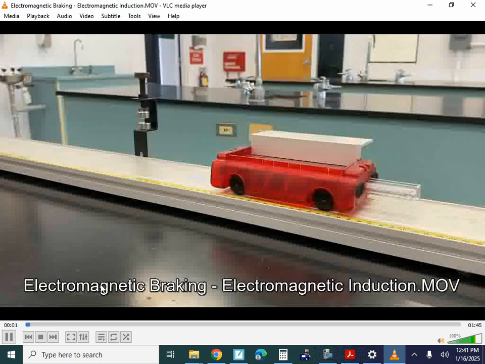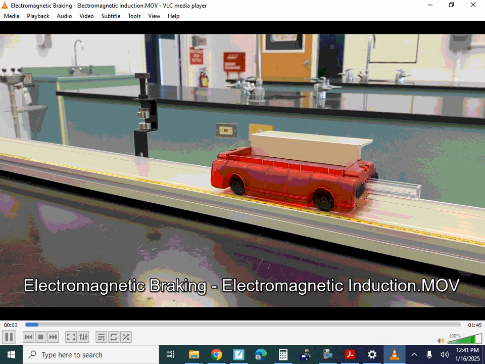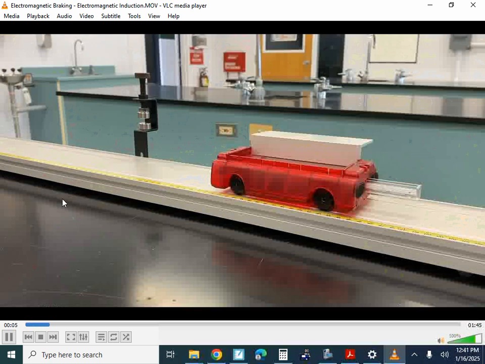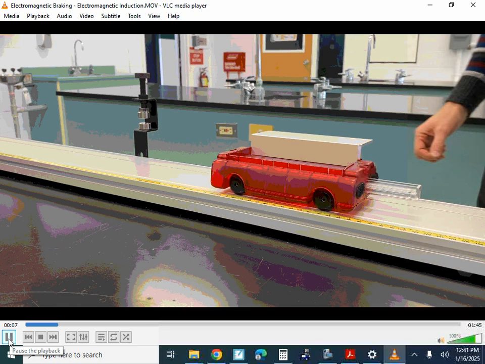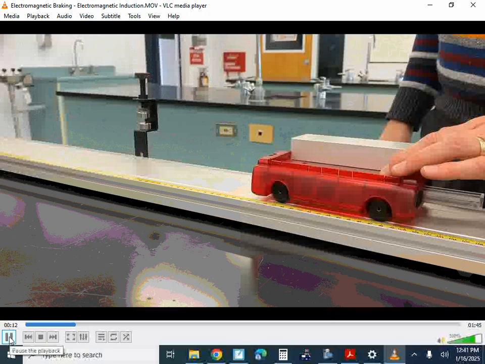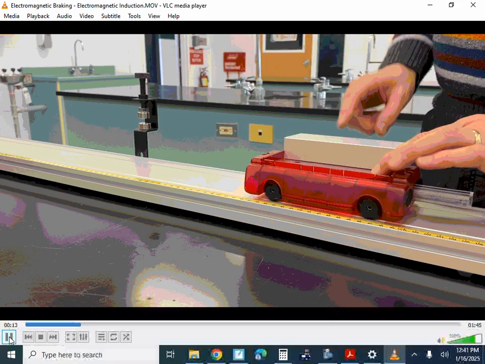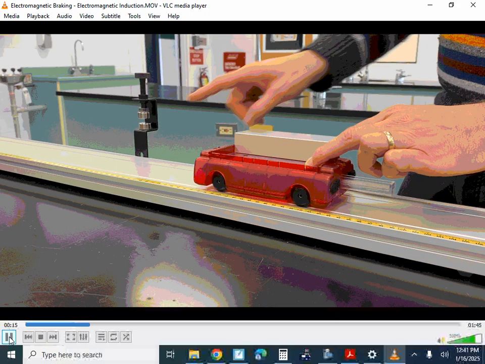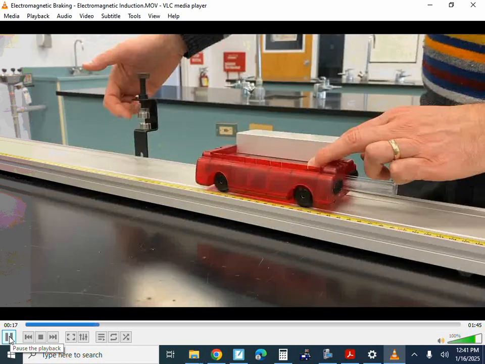All right, here's a model of electromagnetic braking, using electromagnetic induction to cause an object to slow down, like the Drop Zone at Canada's Wonderland. We have an aluminum plate here that's not going to stick to these magnets. We've got a north magnet and a south.